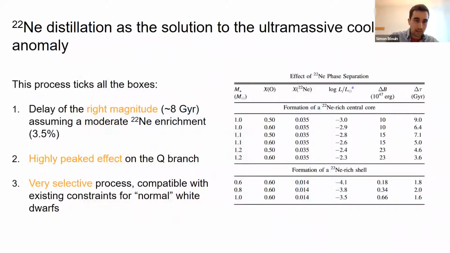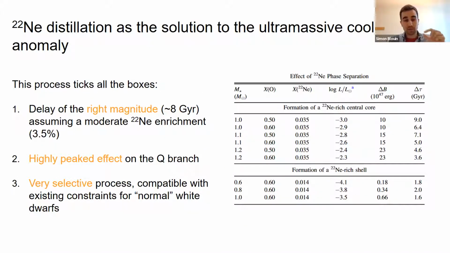So I think neon 22 distillation really is the solution to the ultramassive cooling anomaly because it ticks all the boxes. So first, we've computed that it has the right magnitude in terms of cooling delay, assuming a moderate neon 22 enrichment. So this can be explained by standard stellar evolution. Secondly, its effect is highly peaked on the Q branch because by definition, it happens right when the star starts to crystallize. So that's exactly what we want.